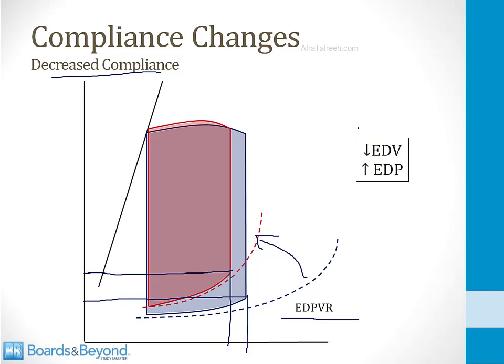So I've highlighted these two important changes here that you should know. When compliance decreases, the end diastolic volume falls because of impaired ventricular filling, and the end diastolic pressure rises because of a stiffer ventricle. And if compliance were to increase, you would see the opposite of all these changes.